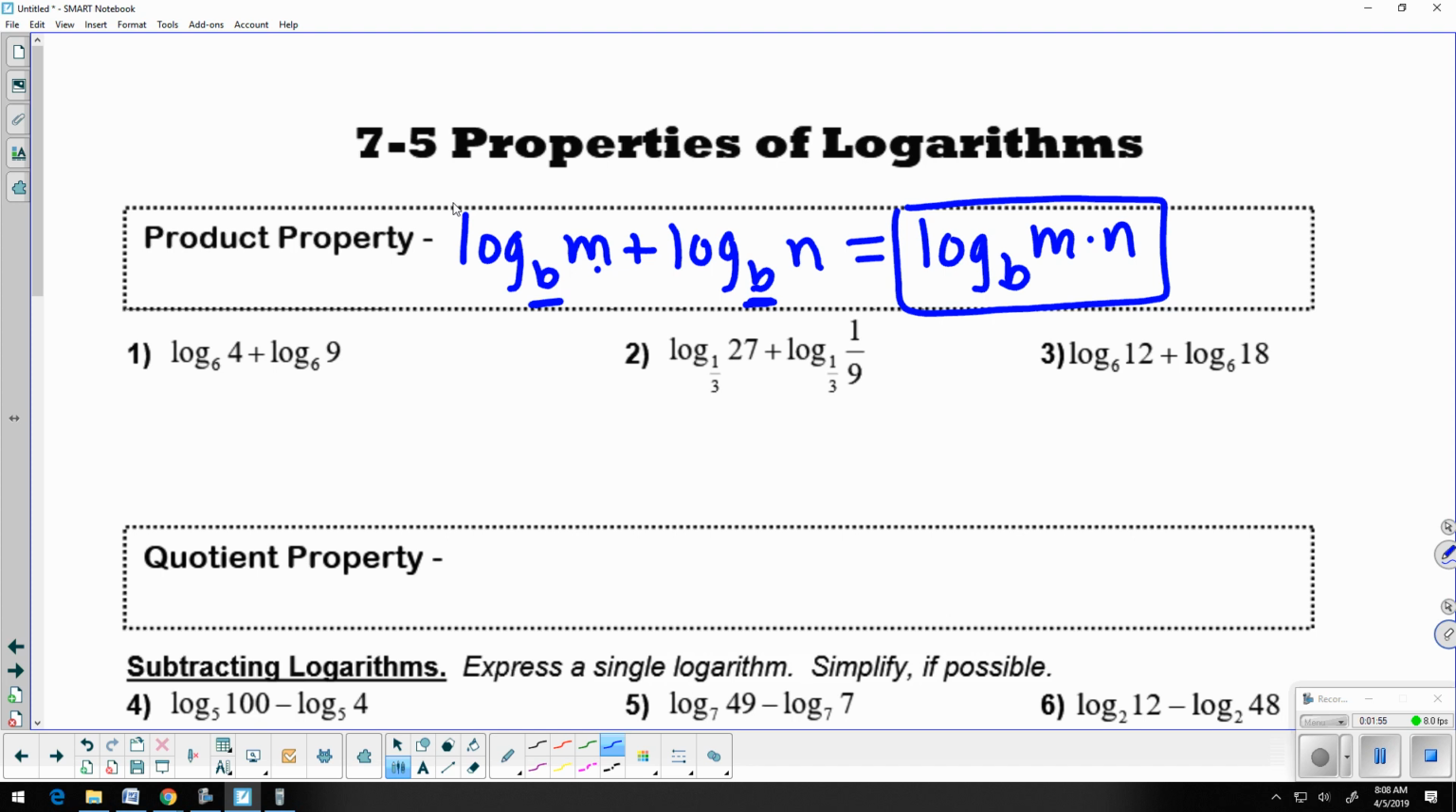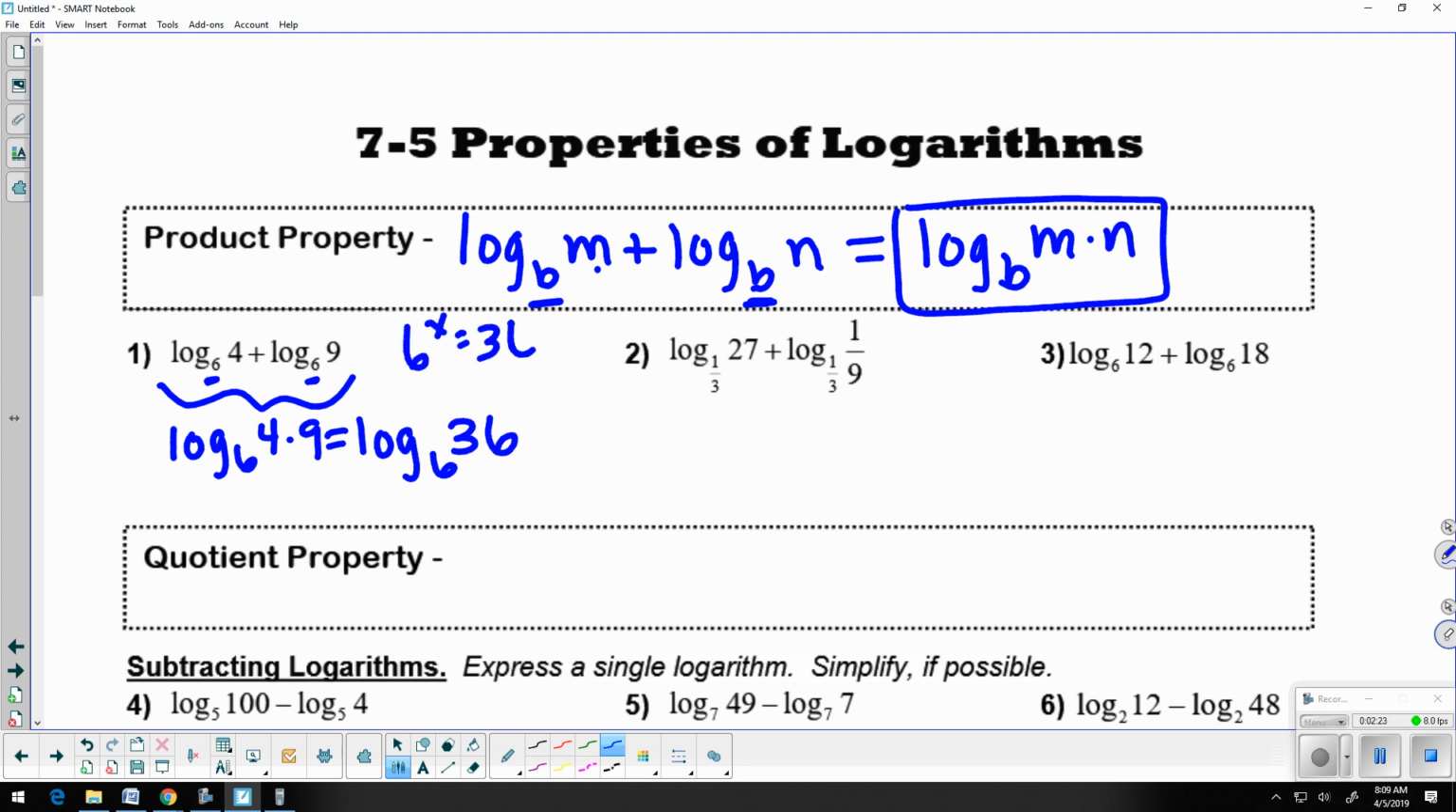So for example number 1, we have log base 6 of 4, and we're adding to it log base 6 of 9. To condense this to a single logarithm, this would be log base 6 of 4 times 9, which is log base 6 of 36. Now simplify the logarithm. The question is, 6 to what power is 36? Our final answer is 2. So you want to condense the logarithm, and simplify it if you can.